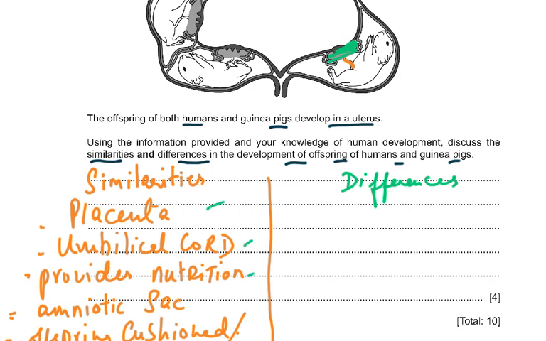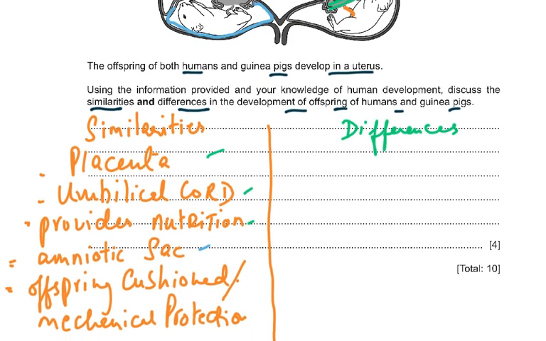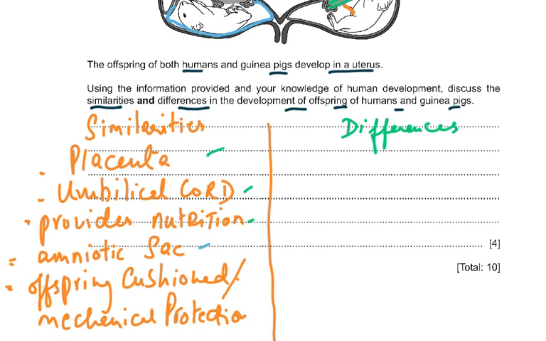Then there's an amniotic sac. You can see there is this sac. I'm just going to color it so that you understand which one is the amniotic. This is the amniotic sac which is inside, and so the amniotic sac is present, and then the offsprings are cushioned, or there is some sort of mechanical protection. So these are the similarities.